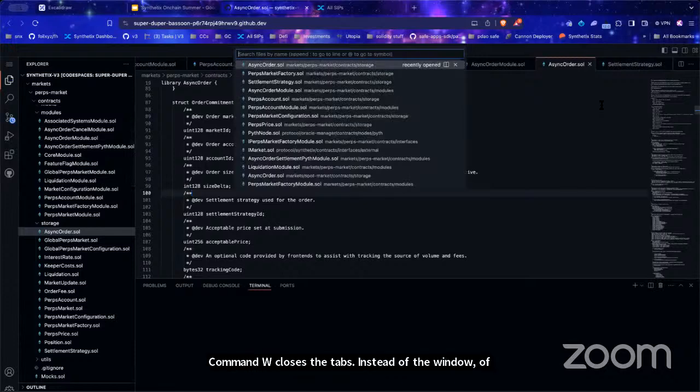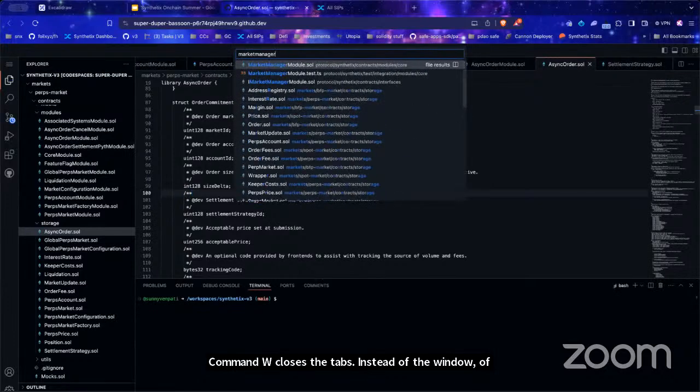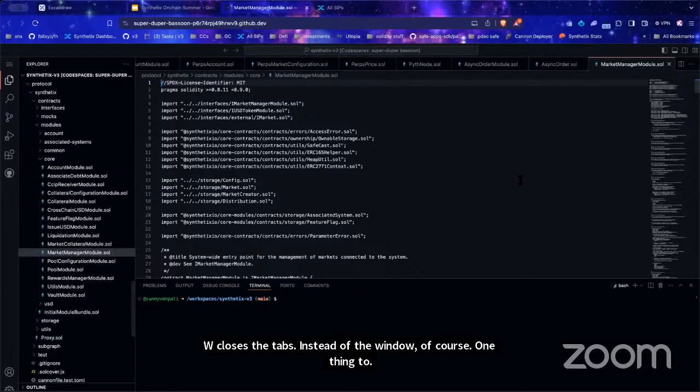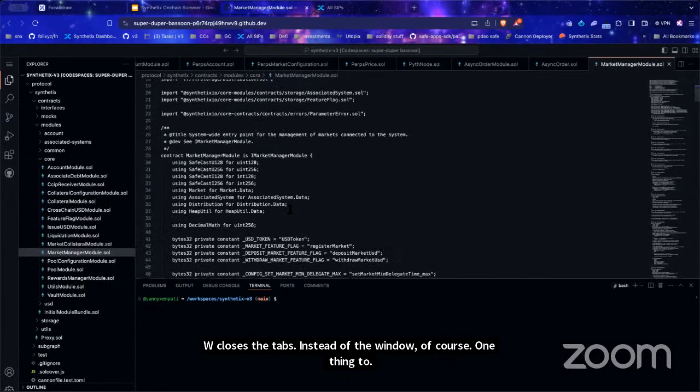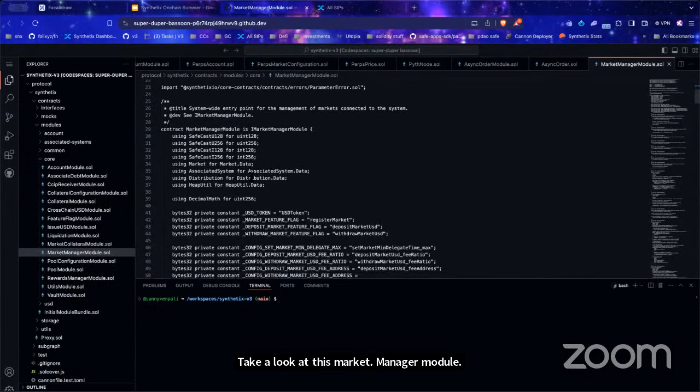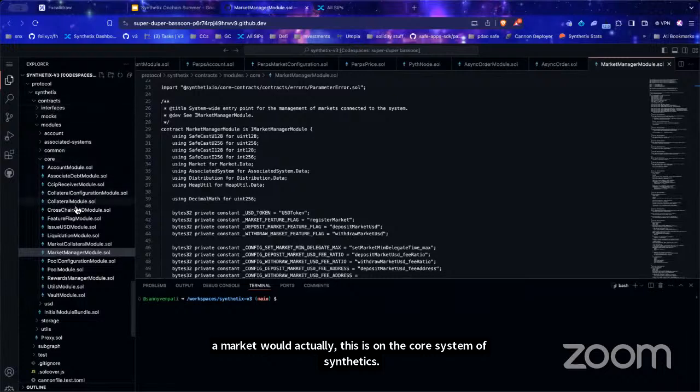One thing to take a look at is this market manager module. This is how a market would actually work on the core system of Synthetix. It's an under protocol Synthetix contract.